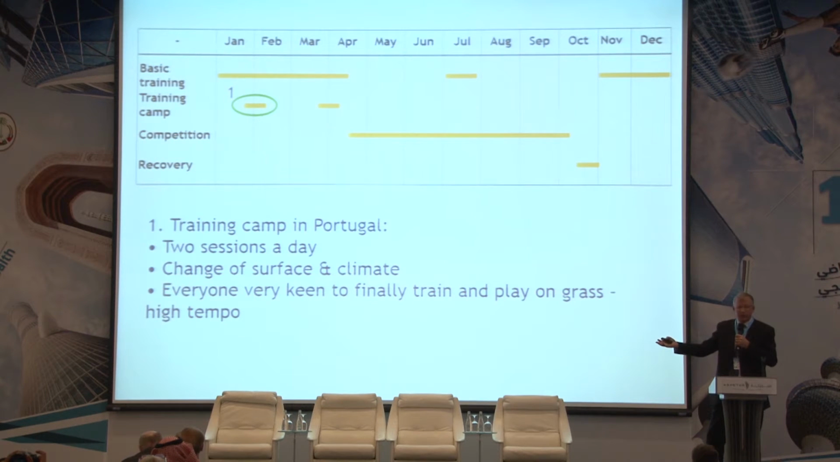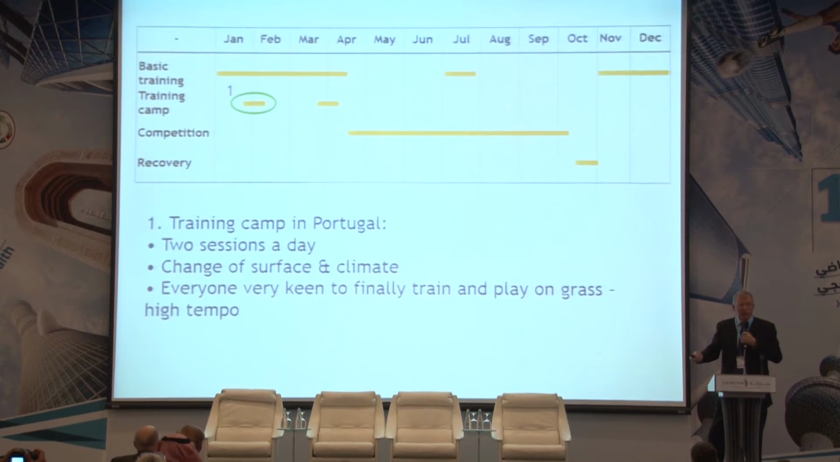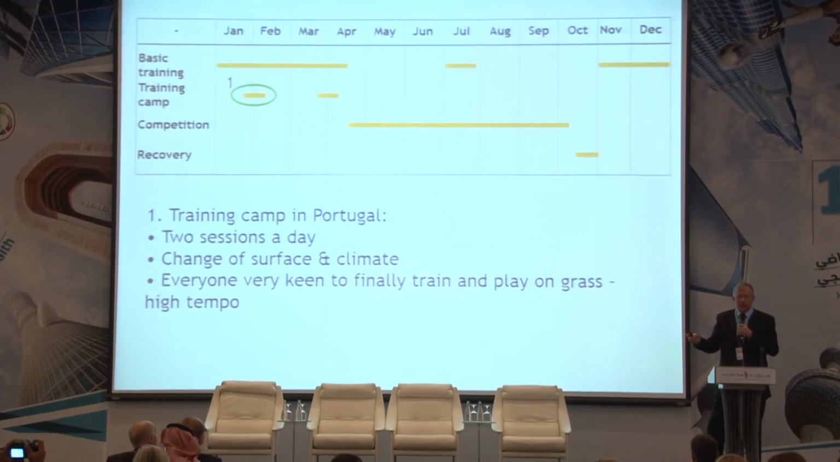They're suddenly on fresh grass. They're all like young bucks. And what happens? Well, the team comes back after a fantastic training camp, but half the team are injured. So this is obviously a very high-risk moment during the season.